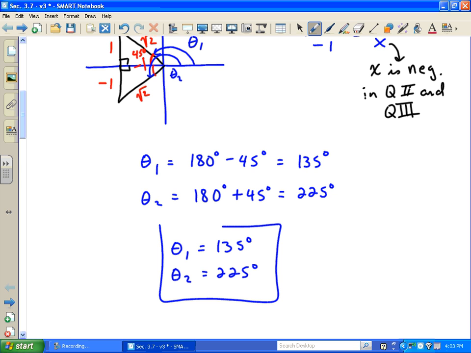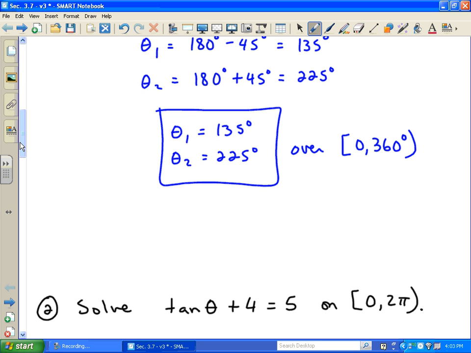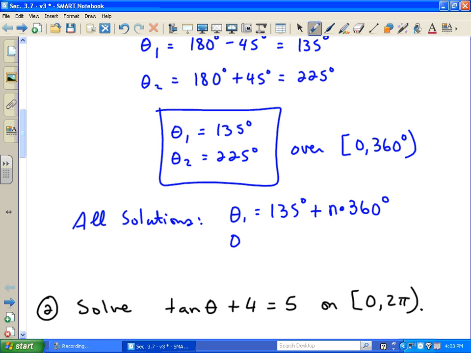Those are the solutions over 0 to 360. It also asked to give all solutions, and so all solutions would look like this. Theta 1 would equal 135 degrees plus n times 360 degrees, and theta 2 would equal 225 degrees plus n times 360 degrees.